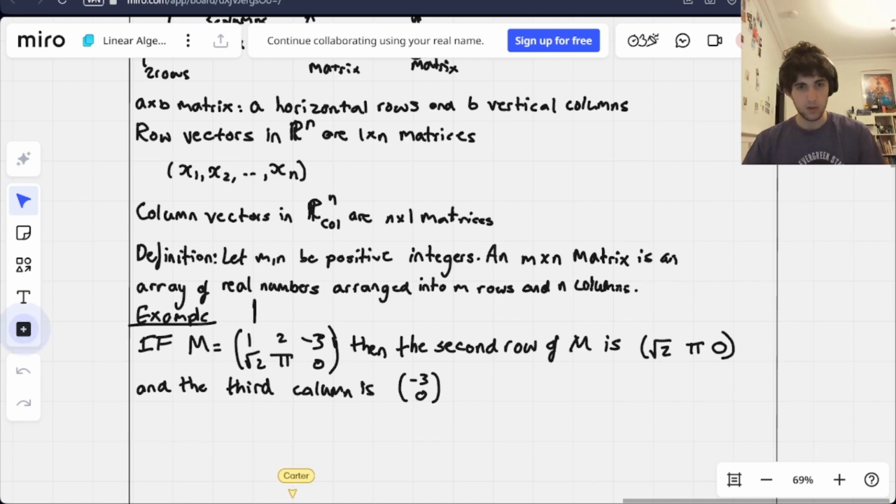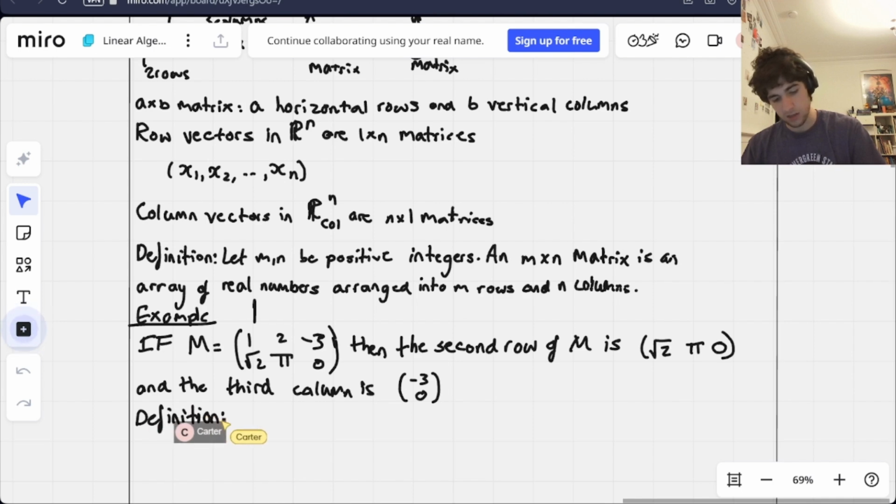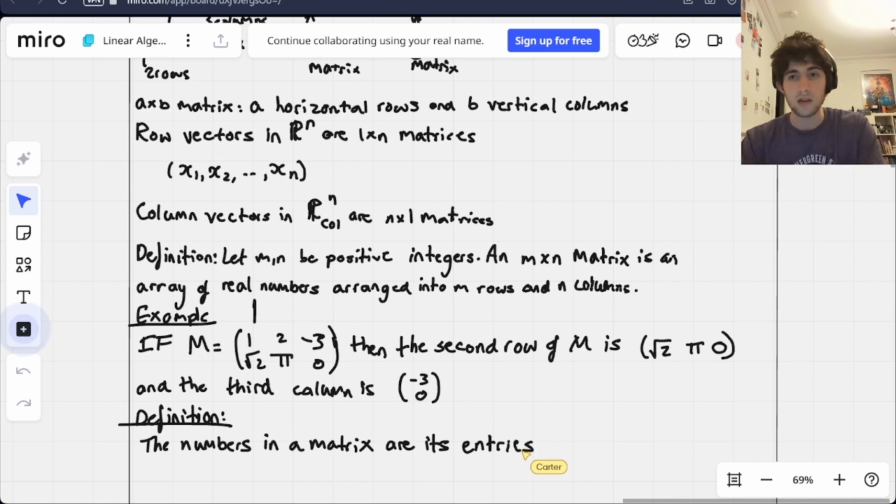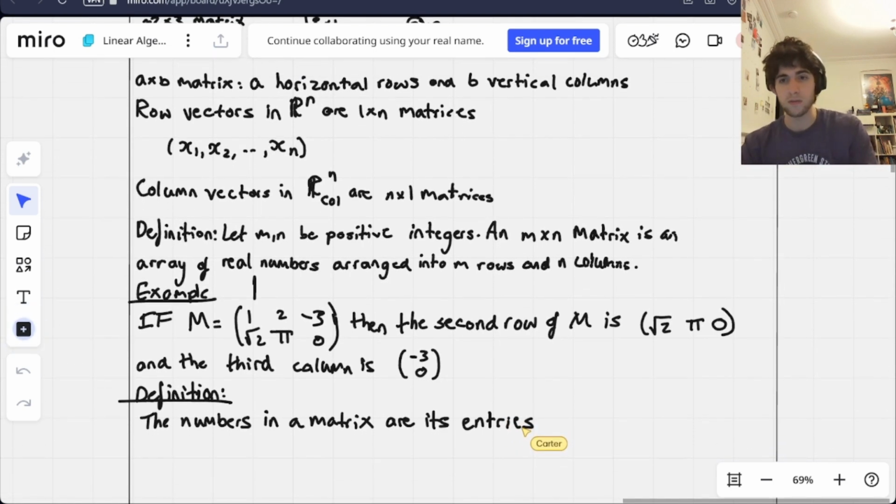Okay, so let's also write a definition here about what actually are these numbers in our matrix. The numbers in a matrix are typically referred to, and we'll define them to be, its entries. So the entries of a matrix are just the numbers inside it. So that's effectively what's going on.